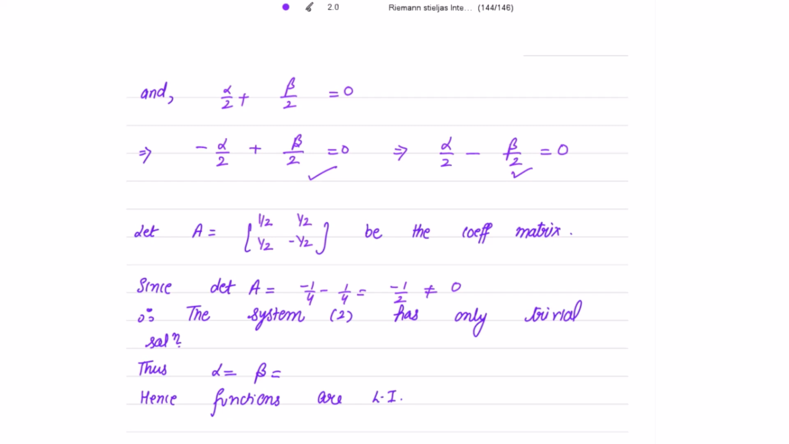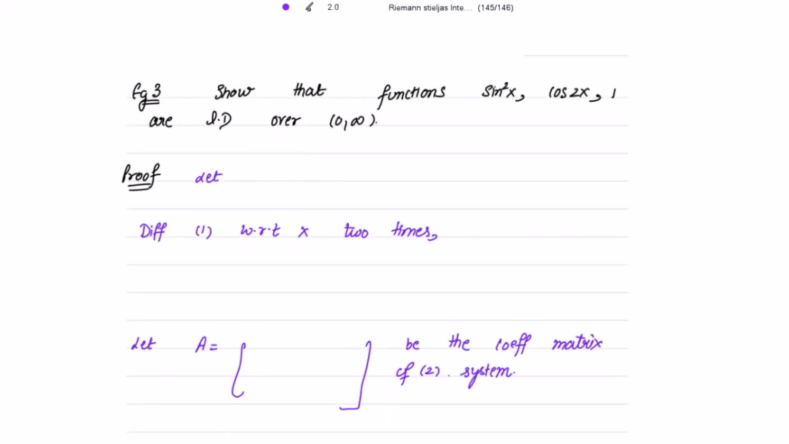You can also change these equations as alpha plus beta equal to 0, and alpha minus beta equal to 0. You can also take the equations as this. That doesn't matter. Now the system 2 has only the trivial solution because the determinant is non-zero, which means alpha equal to beta equal to 0. So the functions are linearly independent.